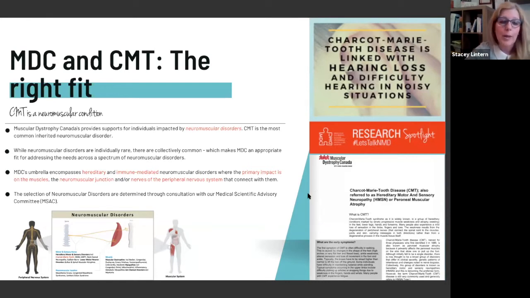We encompass hereditary and immune-mediated neuromuscular disorders, where the primary impact is on the muscles, the neuromuscular junction, or the nerves of the peripheral nervous system that connect with them. So again, a very diverse community. The selection of neuromuscular disorders is determined by consultation with our Medical Scientific Advisory Committee. We have a very rigorous process where our staff have oversight, but in consultation with our MSAC committee, we inform our decision of what neuromuscular disorders are covered under our umbrella.